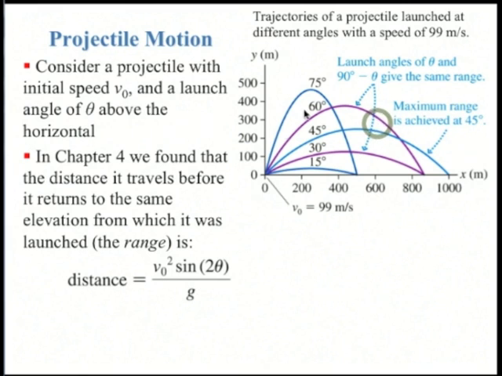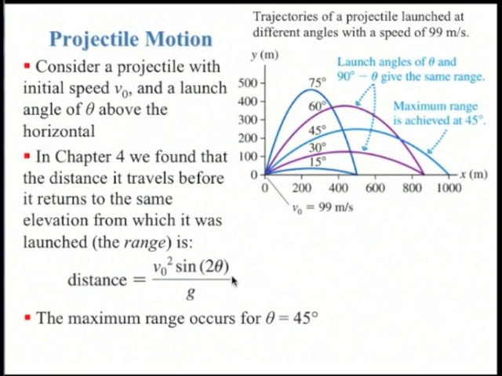And here are some plots of the parabolic trajectories of a projectile launched all with the same speed of 99 meters per second, but at different launch angles, 15 degrees, 30 degrees. The maximum range is achieved at 45 degrees, where sine 2 theta is maximum.